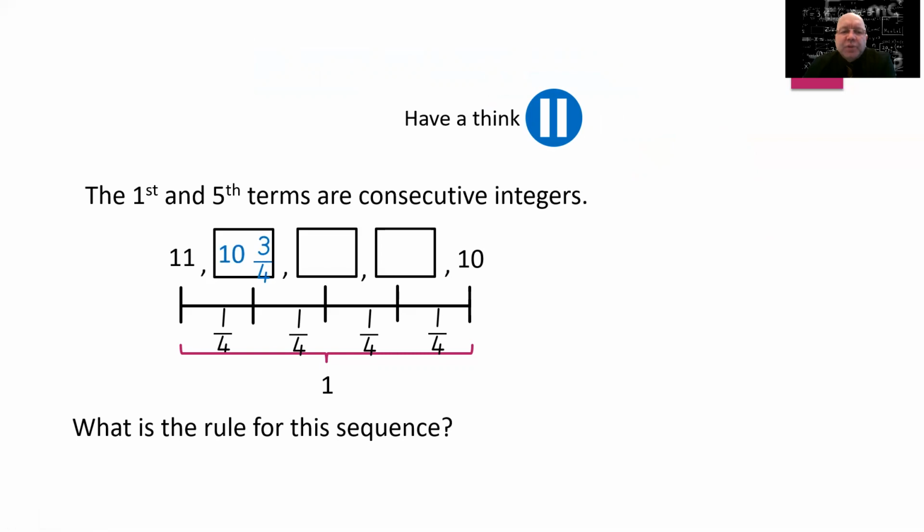Well, the rule is we are subtracting a quarter. So there are our missing numbers.